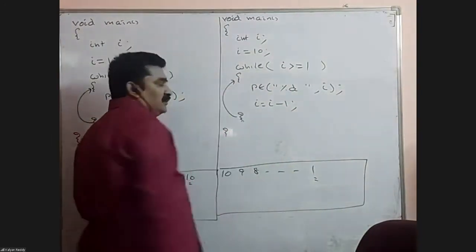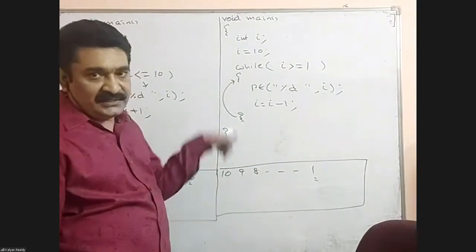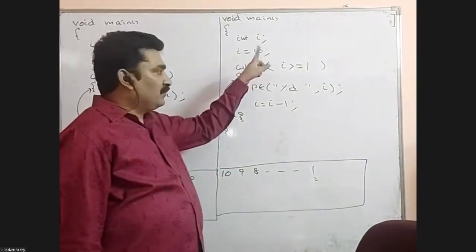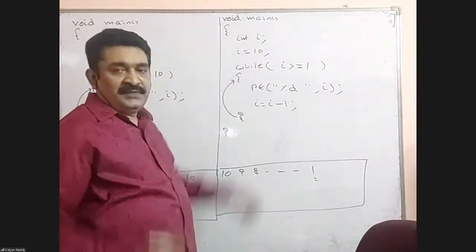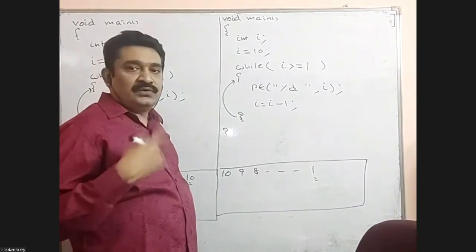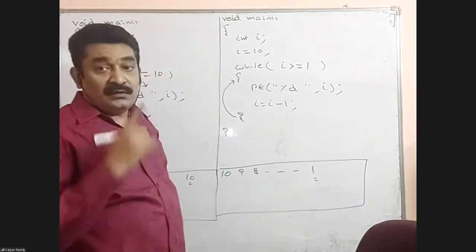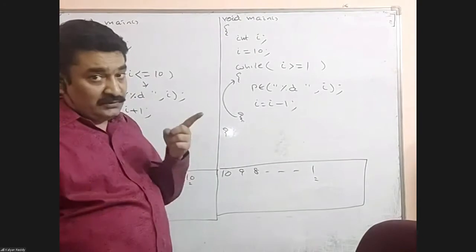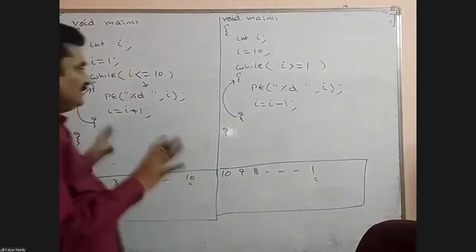Check it out. 10 greater than or equal to 1. True. Come inside. 10 printed. Next, I became 9, go up. 9 greater than or equal to 1. Yes. 9, 8, 7, 6, 5, 4, 3, 2, 1. 0 greater than or equal to 1, false, out. So 10 to 1, all numbers. See the basic designing process of the loop.